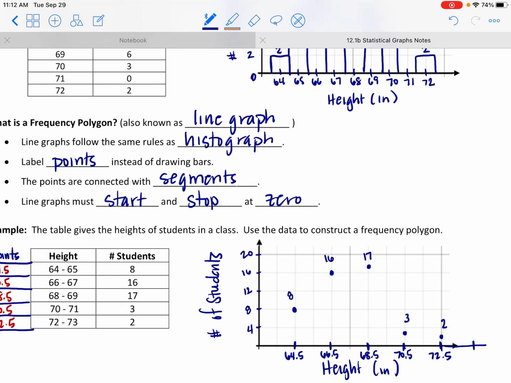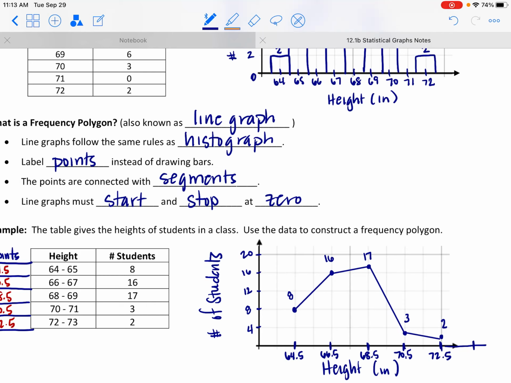So now I want to connect these with segments. If you had a straight edge, that'd be good, right? I have a little cheat tool. So segment there. Segment there, segment there. Oops, let me try that last one again. Okay, that's close enough.